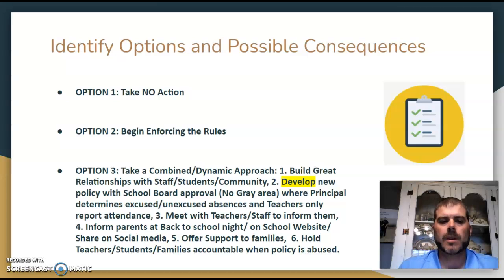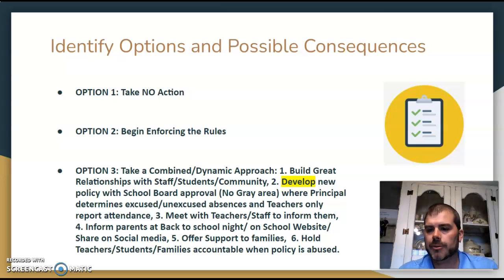Option number three, we're going to take a combined dynamic approach where we are going to, number one, build great relationships with staff, students, and community. Number two, we're going to develop new policy with school board approval where there's no gray area and the principal determines excused and unexcused absences and teachers only report attendance. Number three, we're going to meet with teachers and staff to inform them. Number four, we're going to inform parents at back to school night, on the school website, and share on social media about our policy and everything that it is involving.